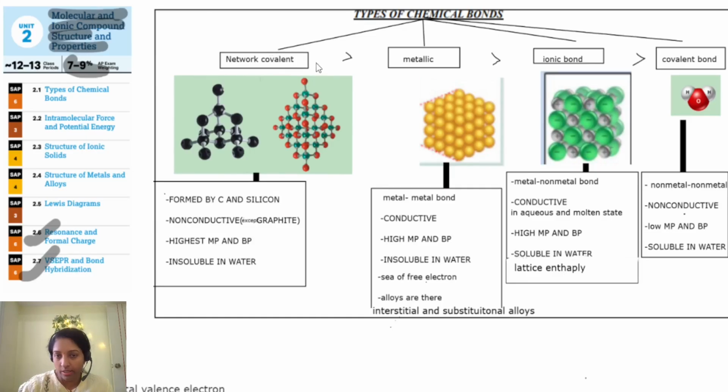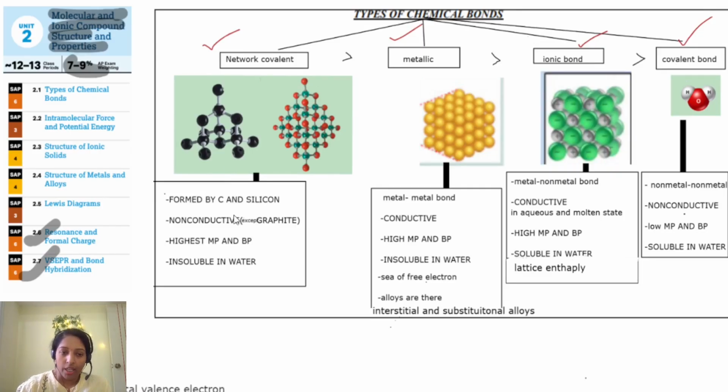So first, the chemical bond, the strongest bond. According to your syllabus, you study network covalent bond, then metallic bond, then ionic bond, then covalent bond. Only these four bonds you are dealing with, right? Coordinate bond or other stuff you are not dealing with. According to that, network covalent is highest, then metallic, then ionic bond, then covalent bond.